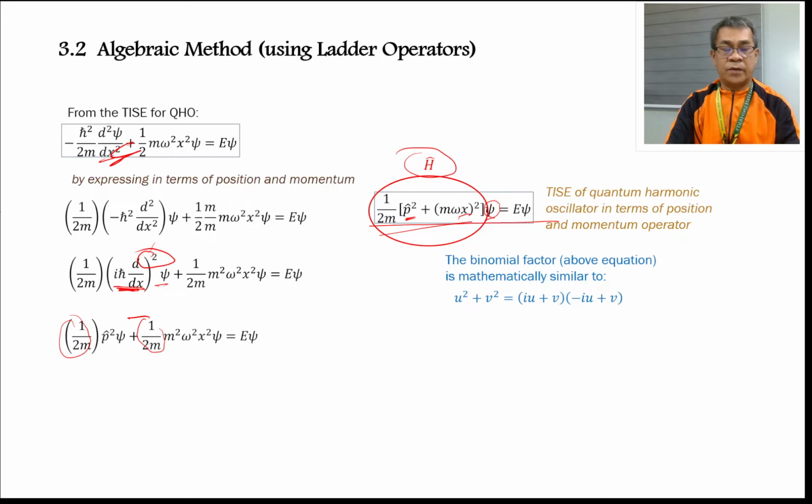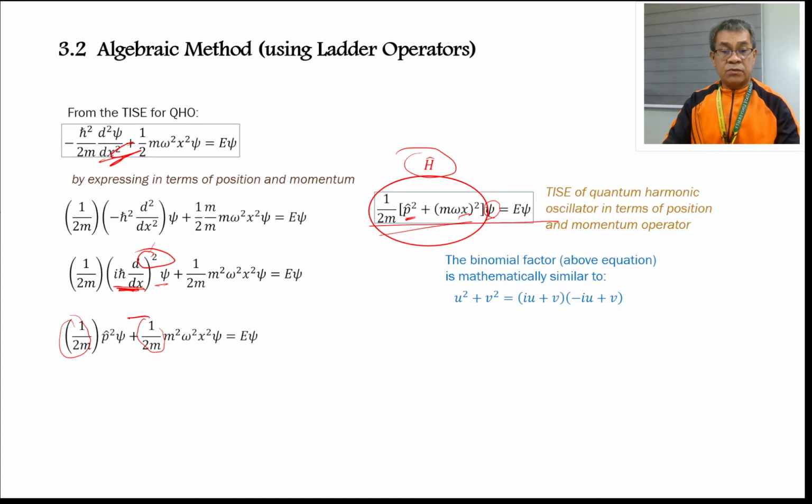Now mathematically, if we recall the binomial factor of the above, that Hamiltonian can be expressed in this mathematical similarity: if you have u squared plus v squared, we can break that into two binomials. The sum and difference of the same binomials is actually the difference of two squares, as in our previous discussion. But take note, we have the imaginary. If you multiply two i's, the result is negative 1, and negative times negative becomes positive. That's why we have u squared plus v squared.